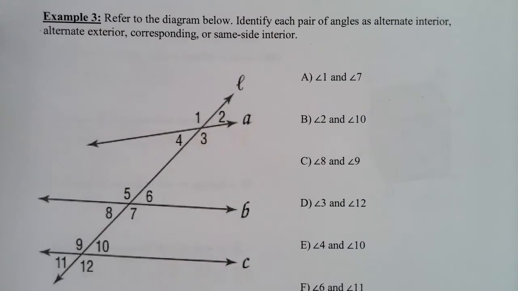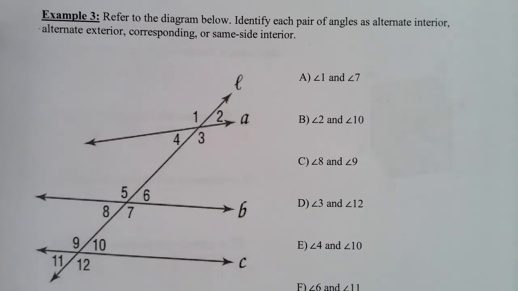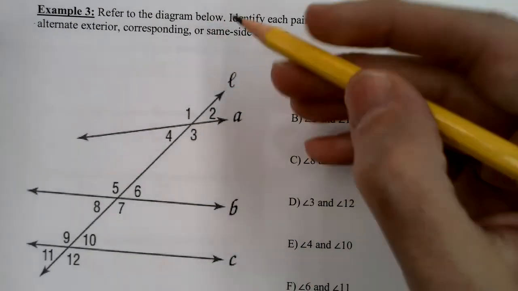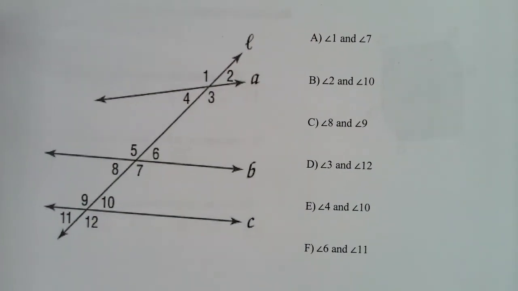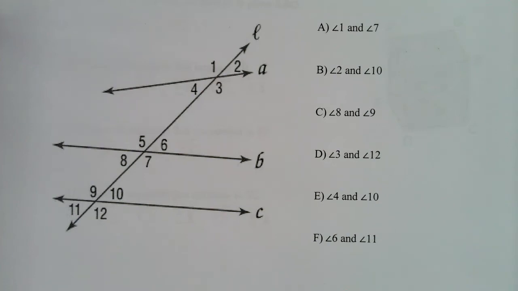Okay, example 3, refer to the diagram below. Identify each pair of angles as alternate interior, alternate exterior, corresponding, or same side interior. I use same side interior, or you could say consecutive interior.